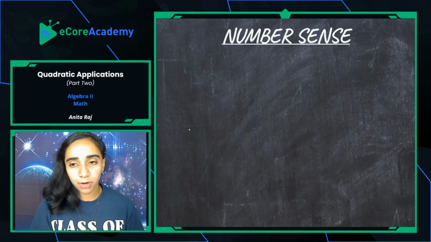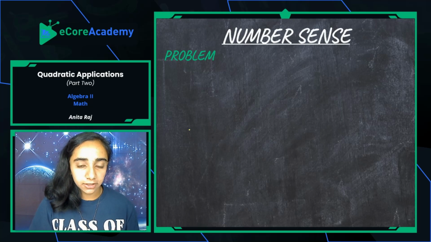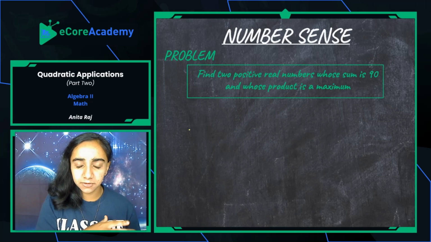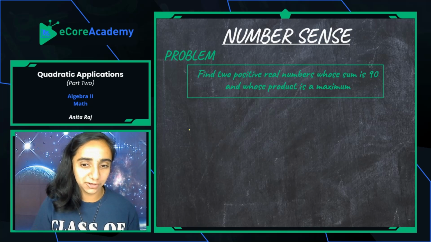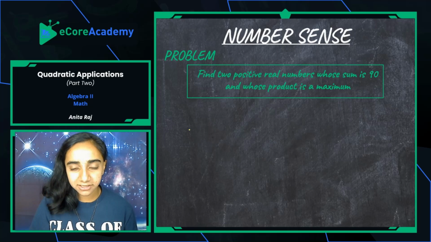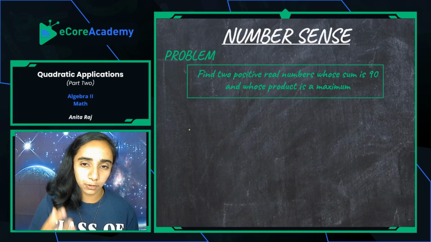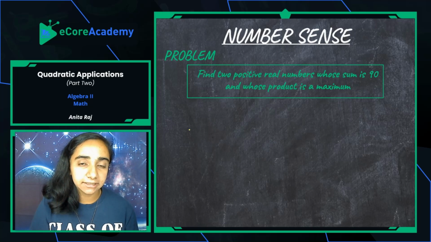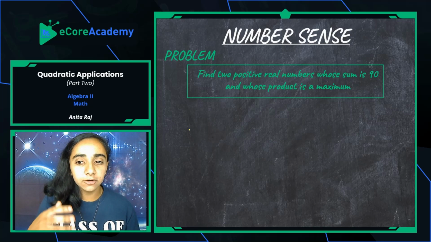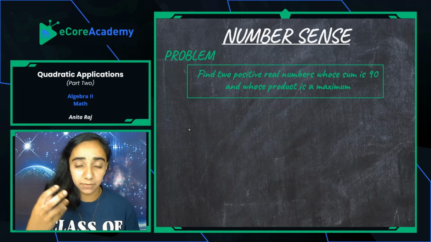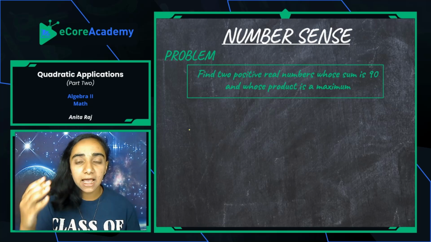Okay, so let's check out this problem about number sense. So number sense, here is the problem. This sentence is going to pretty much sum up this entire problem for all of you. Find 2 positive real numbers. So they have to be positive, they have to be real. Those are our 2 requirements. Whose sum is 90. So these 2 numbers added together have to equal 90, and whose product is a maximum. So one number times another number, the product has to be a maximum.